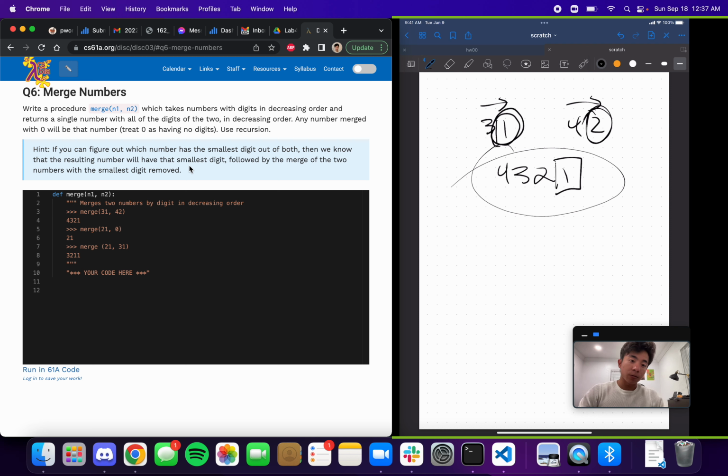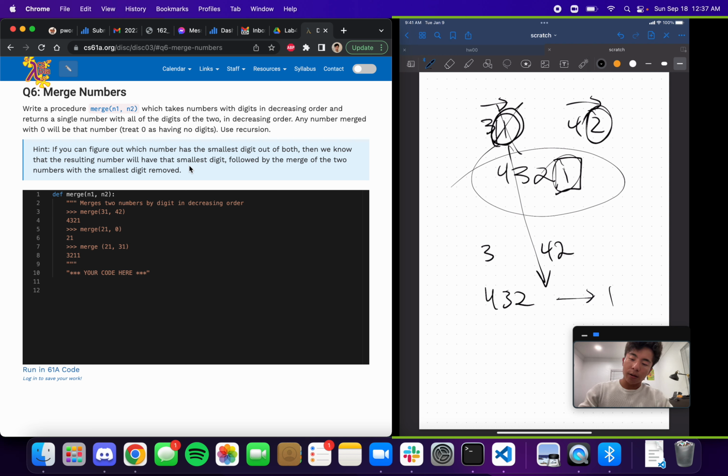So if you can find which one it is, then we can take that 1 out, and then we can merge 3 and 42 to get 432. Then we can take that 1 we just took out and throw it back in to get 4321. That's going to be our recursive call.